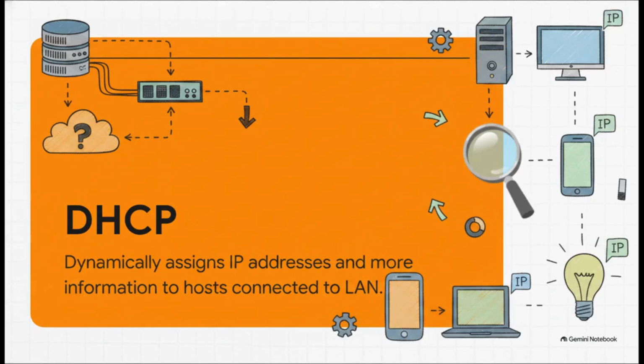Enter DHCP, or Dynamic Host Configuration Protocol. It's an application layer protocol, and its whole job is to dynamically assign unicast IP addresses to devices on a local area network. This is the brilliant, time-saving solution that prevents IT administrators from having to manually type out an IP address, subnet mask, and default gateway for every single device in a building. Could you imagine doing that by hand?